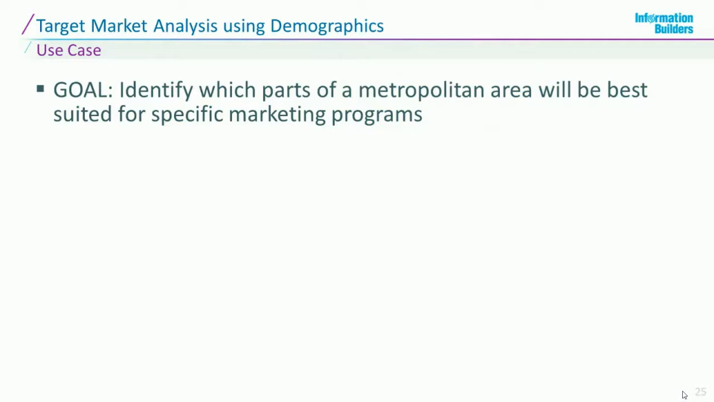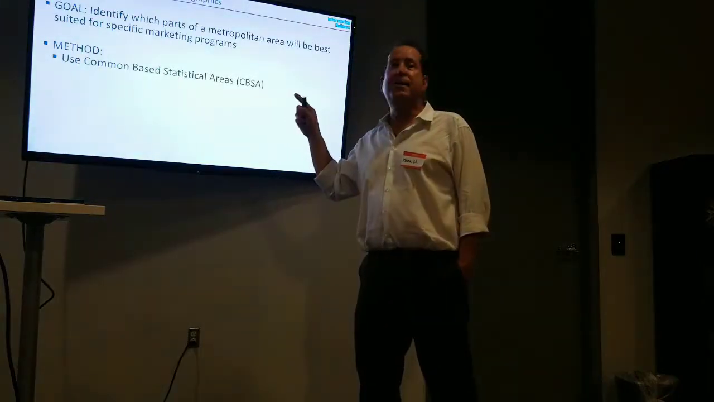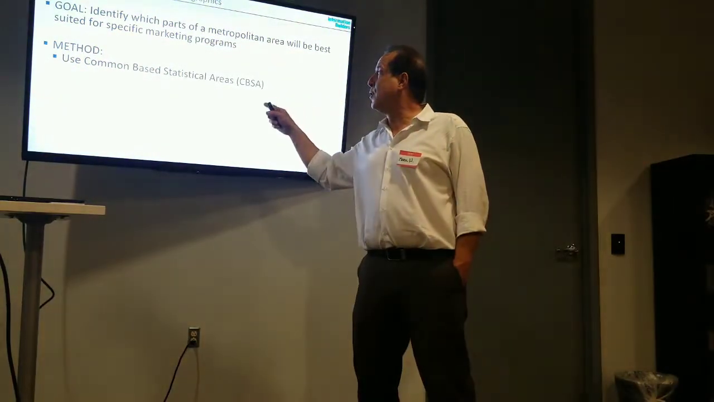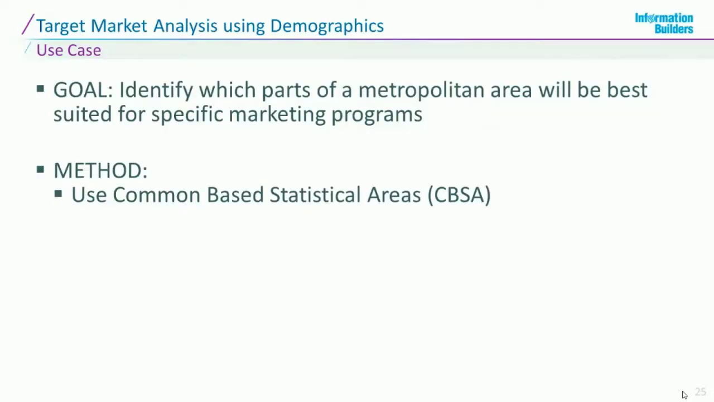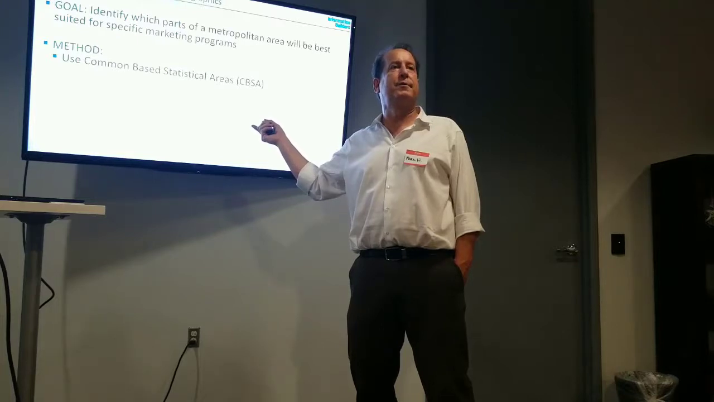Which parts of the metropolitan area would be best suited for a specific marketing program. Now, what that marketing program was is not important. But their method was to use something called a core based statistical area. That's a GIS term. Well, it's commonly used in GIS. Think major and minor metropolitan areas.